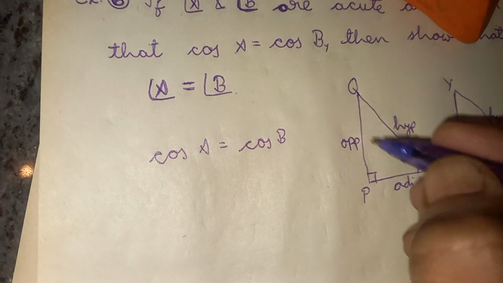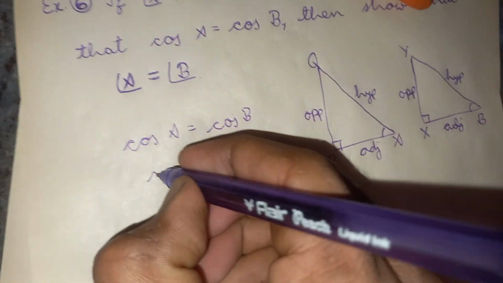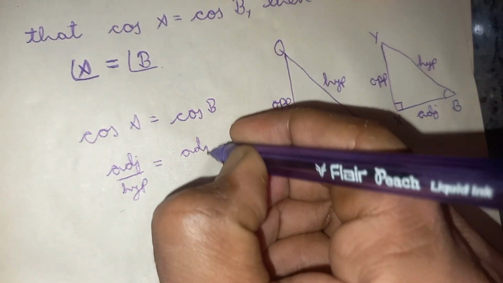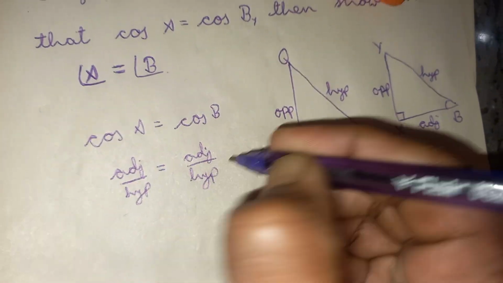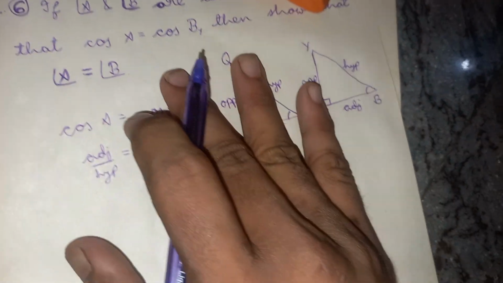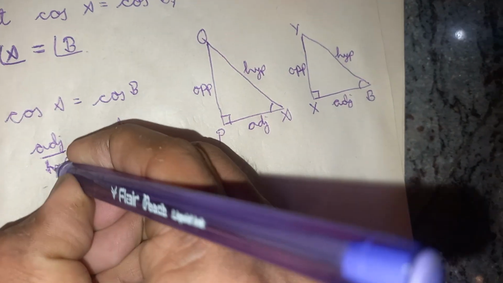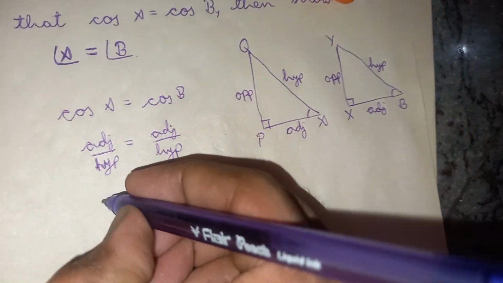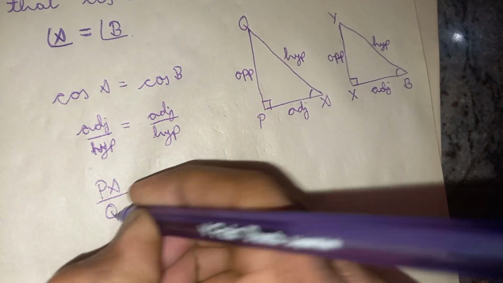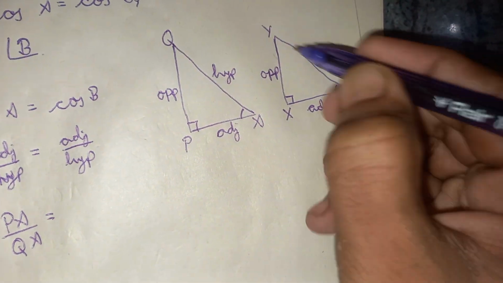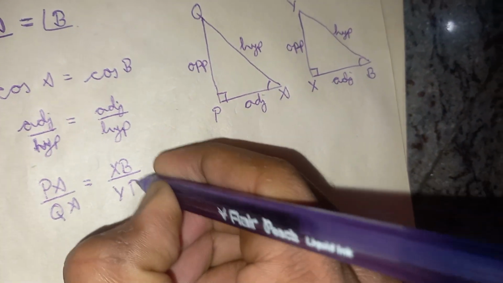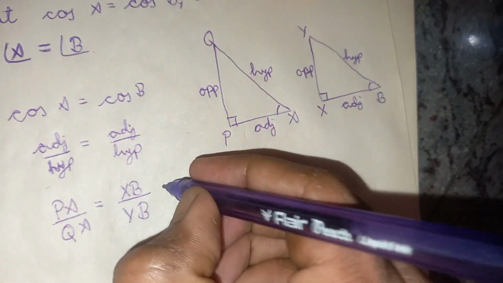Now cos value means adjacent by hypotenuse. Here it is adjacent by hypotenuse, and here also it is adjacent by hypotenuse. Here it is PA by QA. You are going to get PA by QA equal to XB by YB, adjacent by hypotenuse in both. Let's take them as equal to K.